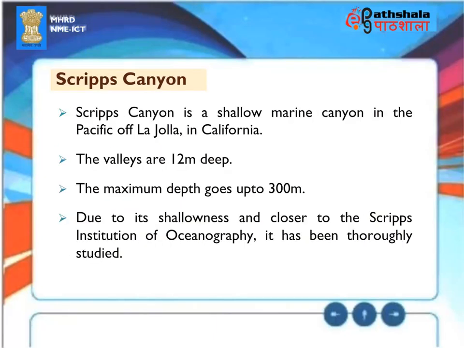Scripps Canyon. Scripps Canyon is a shallow marine canyon in the Pacific off La Jolla in California. The valleys are 12 meters deep. The maximum depth goes up to 300 meters. Due to its shallowness and proximity to the Scripps Institution of Oceanography, it has been thoroughly studied.